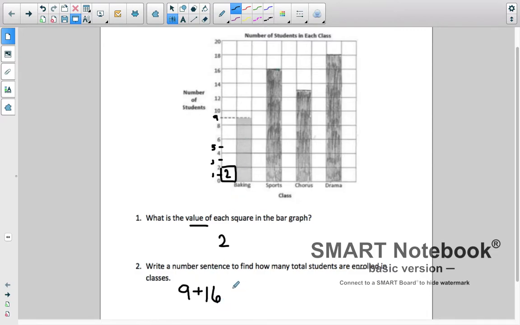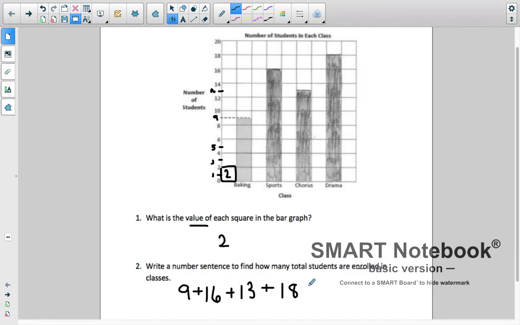And I can count each box by 2s, or I can look at the bar graph and I can look, okay, chorus, it stops a little bit above 12 and stops right in the middle between 12 and 14, 12, 13. So 13 people voted for chorus. And I'm going to look at drama, go across, and see that 18 people voted for drama.